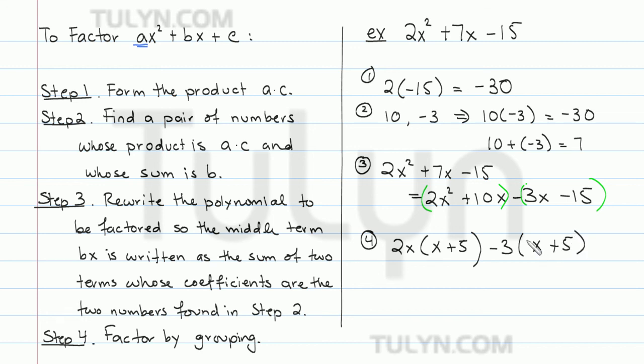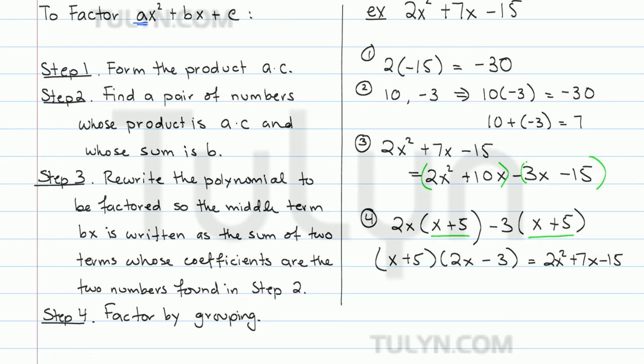And you know you've done something right if you have two like terms, right? x plus 5 and x plus 5. If you had x plus 5 and then something different, you made a mistake at some point. But because we have two x plus 5s, one for each term, then we're good. So then the last step is to factor out this x plus 5. So when we factor it out, what's left here is 2x and then minus 3. So this is equal to 2x squared plus 7x minus 15. And that's how we factor these.